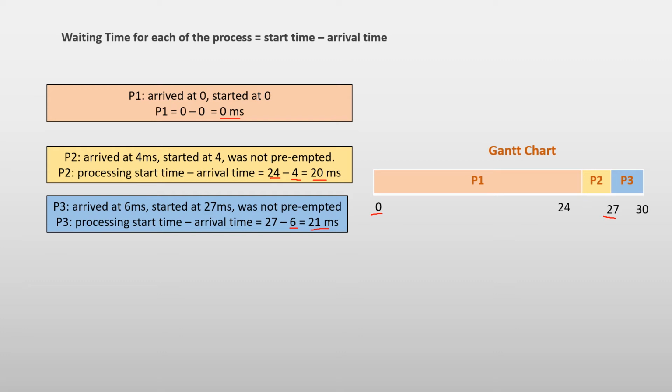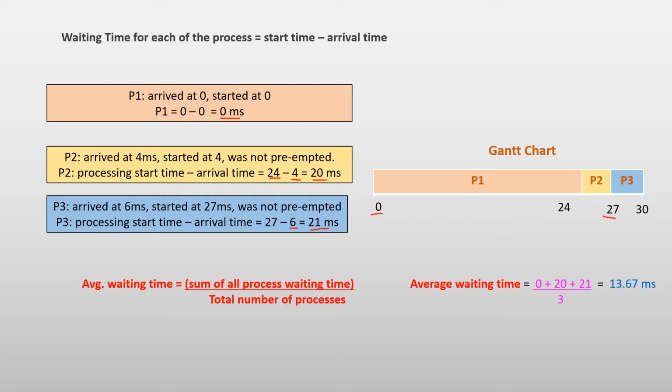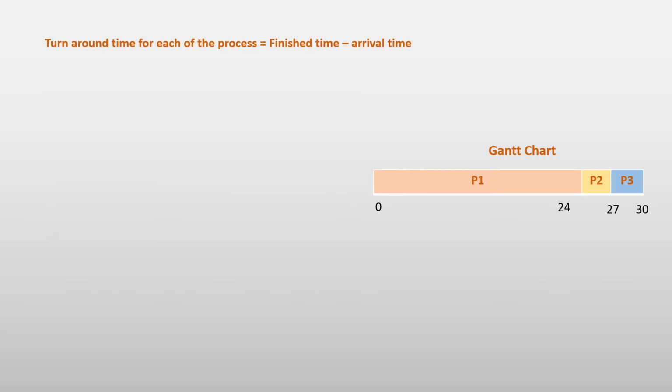Now the average waiting time is 0 plus 20 plus 21 divided by 3, which is equal to 13.67. Remember here that this is a non-preemptive algorithm. Hence, there will be a straightforward calculation of start time minus arrival time. There will be no other calculations as in the case of a preemptive one.